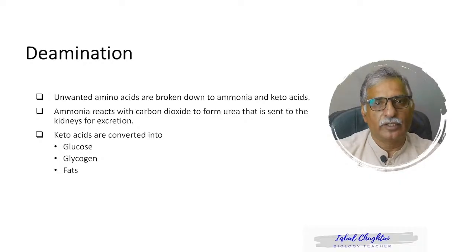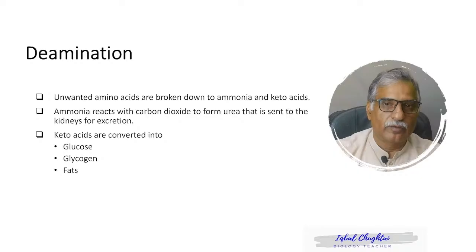But if the liver already has pre-stored glycogen, as a healthy adult liver can store around 100 grams of glycogen, and it is already saturated with glycogen, no more glycogen can be stored. So these keto acids are converted into fats. Some of the fats are stored in the liver and some are transported to the adipose tissues, where they are stored in fat cells. So this is another job of the liver.